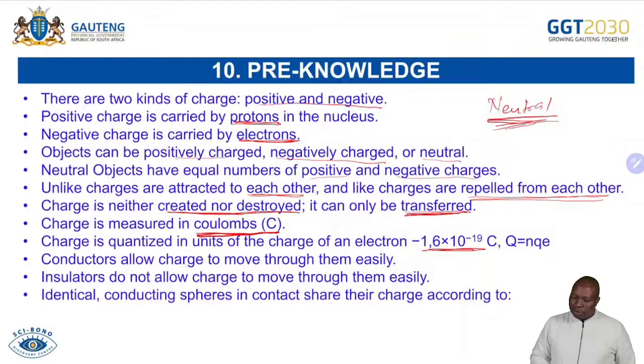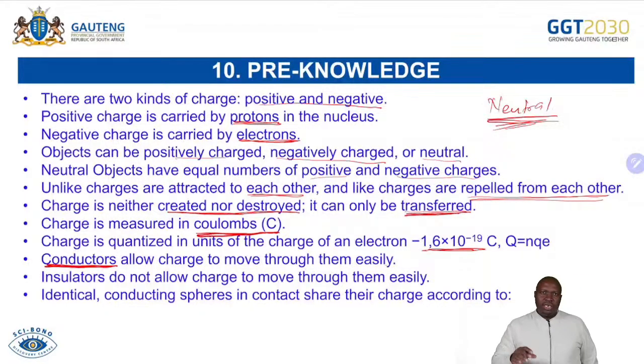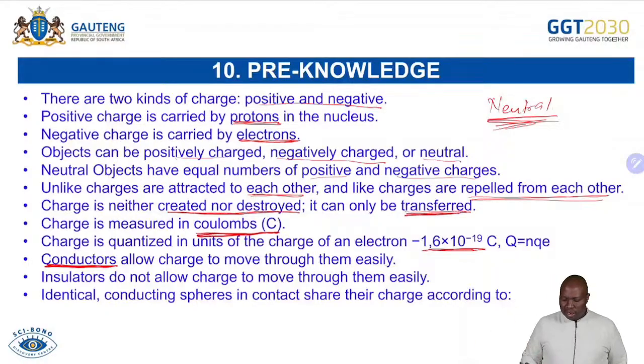Conductors allow charge to move through them easily. We talk about good conductors, which are those that allow the charges to move. Insulators do not allow charge to move through them easily.